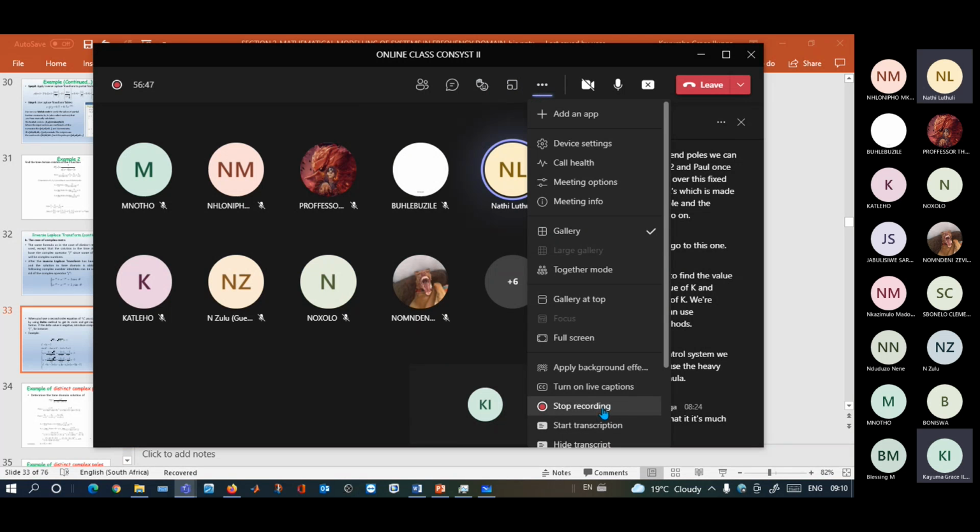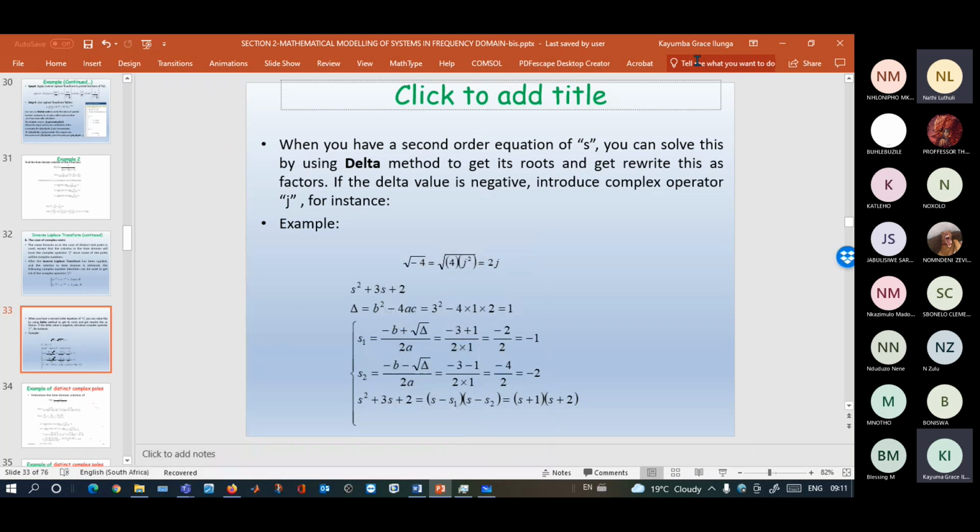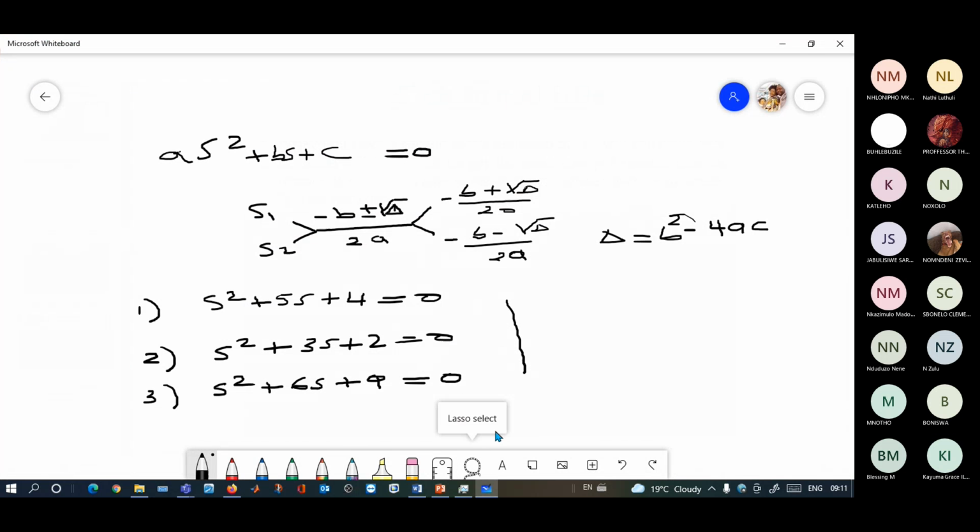Is there any question? Yes, can you please show us the examples that you want us to do, the last three you wrote? Okay, this one: s squared plus 5s plus 4, s squared plus 3s plus 2, and s squared plus 6s plus 9.